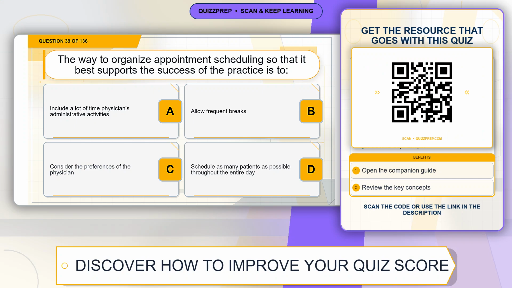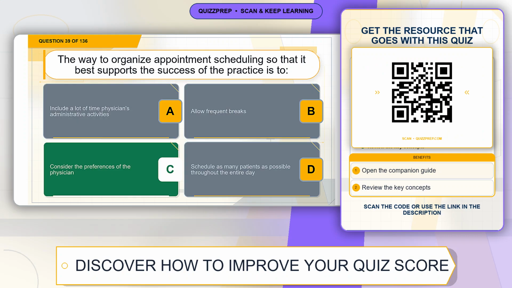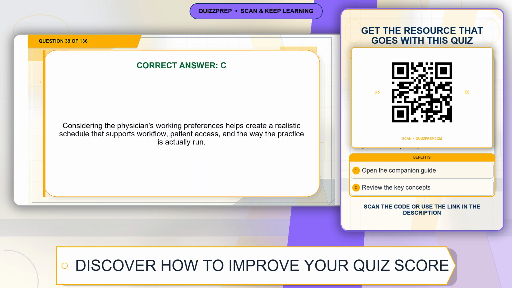Question 39. The way to organize appointment scheduling so that it best supports the success of the practice is to: Option A, include a lot of time for physician's administrative activities. Option B, allow frequent breaks. Option C, consider the preferences of the physician. Option D, schedule as many patients as possible throughout the entire day. The correct answer is option C, consider the preferences of the physician. Explanation: considering the physician's working preferences helps create a realistic schedule that supports workflow, patient access, and the way the practice is actually run.